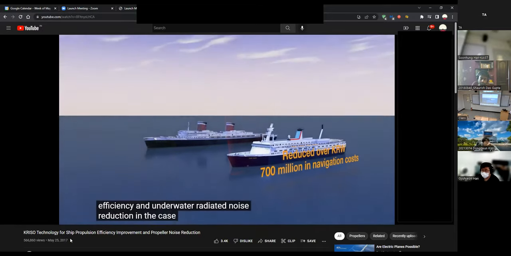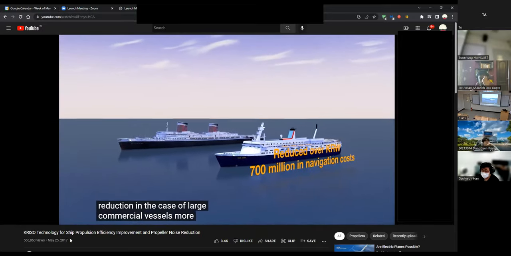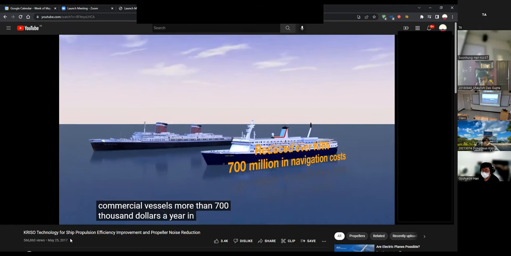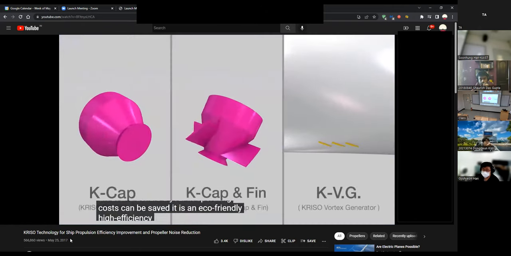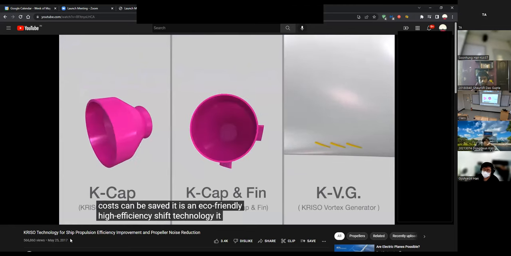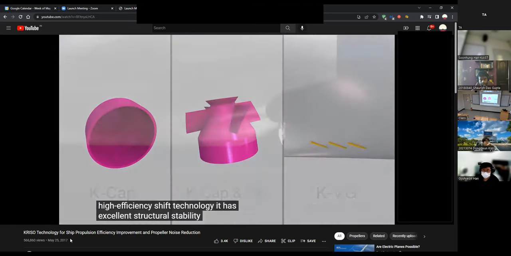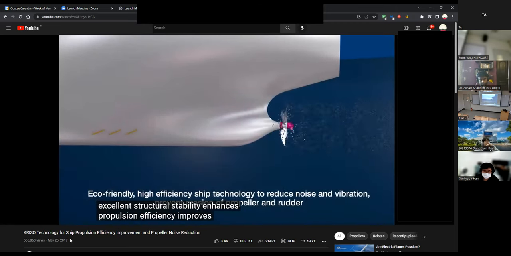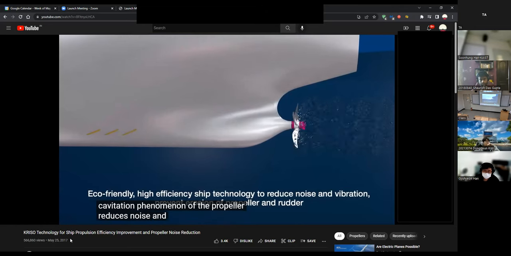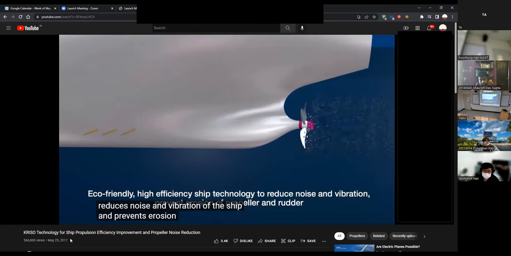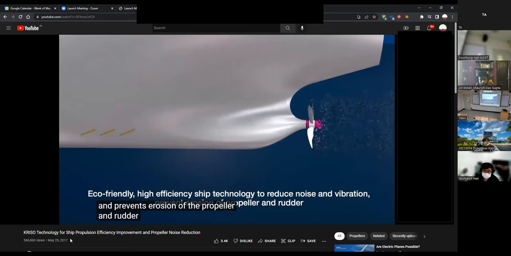This technology has excellent performance in improvement of propulsion efficiency and underwater radiated noise reduction. In the case of large commercial vessels, more than $700,000 a year in operating costs can be saved. It is an eco-friendly, high-efficiency ship technology. It has excellent structural stability, enhances propulsion efficiency, improves the cavitation phenomenon of the propeller, reduces noise and vibration of the ship, and prevents erosion of the propeller and rudder.